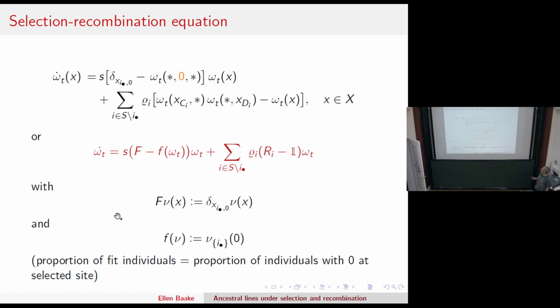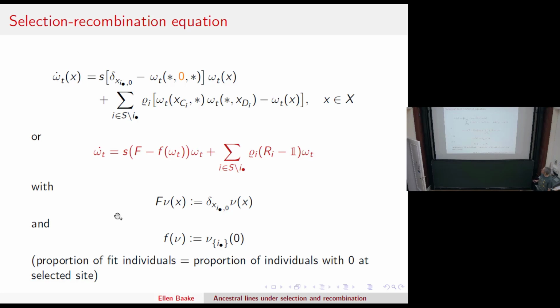And then to see the selection part, we define a fitness function capital F that simply decorates mu of X with whether it is good or bad.